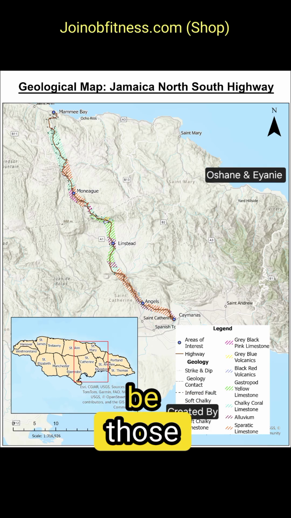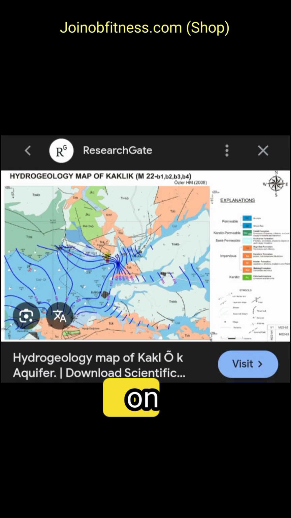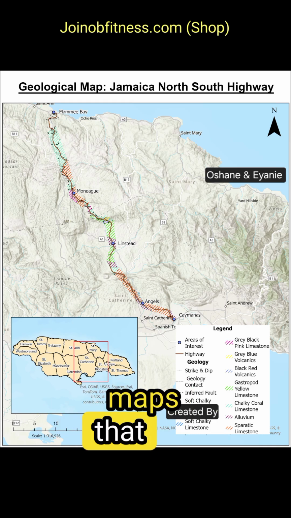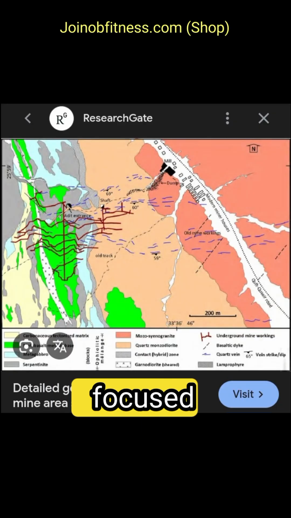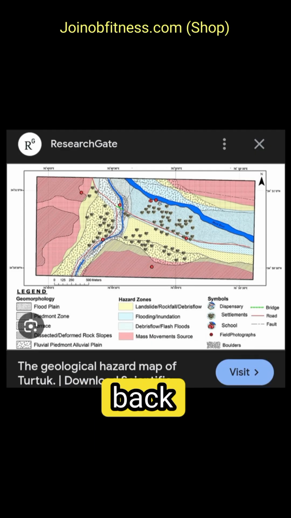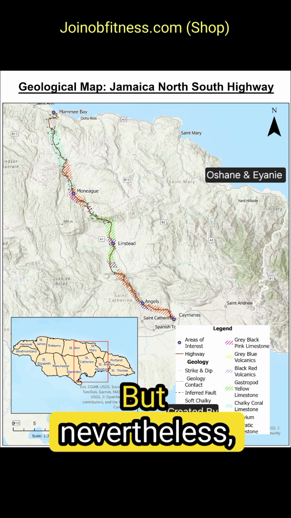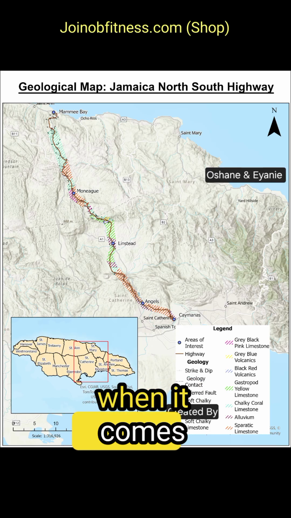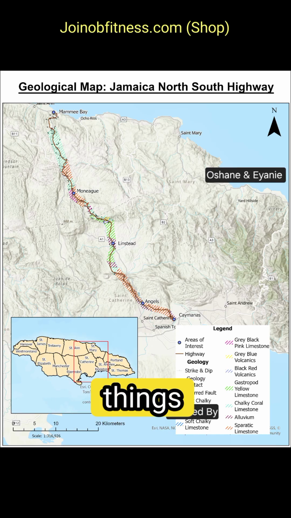There could be water or hydrogeologic maps that have a much more focus on underground water or aquifers. There could be those geological maps that are more so mineral focused. And there could also be those geological maps that are just more so focused on hazards. So it all comes back down to what is the data you want to be revealed specific to the project that you have an interest in. But nevertheless, all of these are what can be highlighted in a geological map. And when it comes to you going forward and accessing a geological map, these are the things that you should be paying attention to.